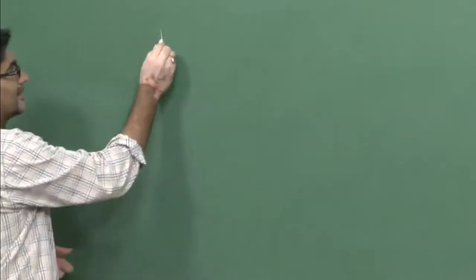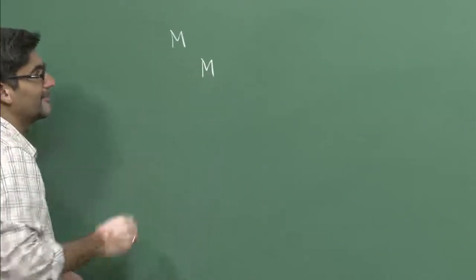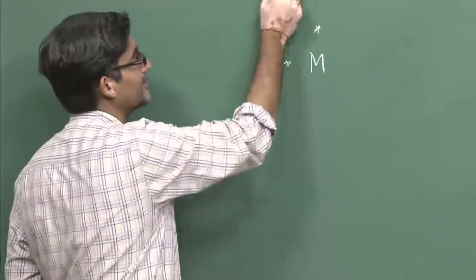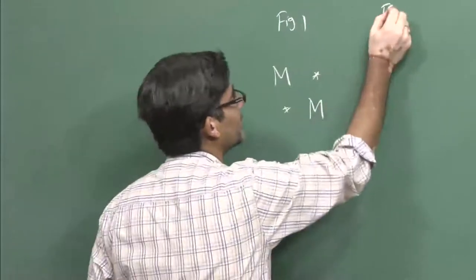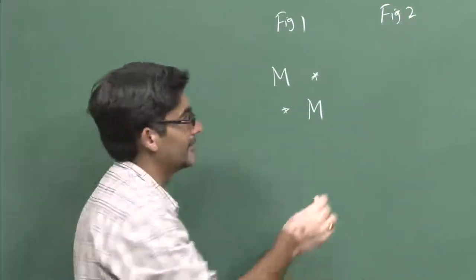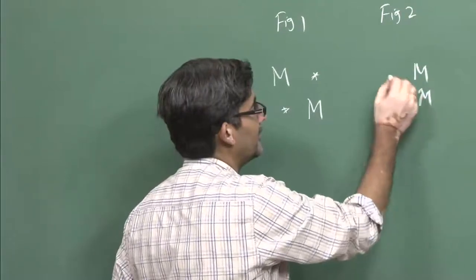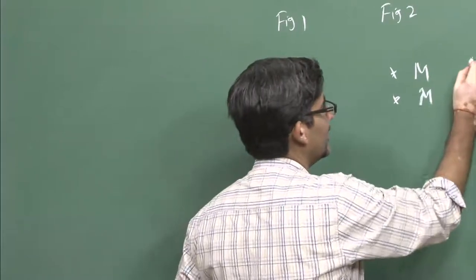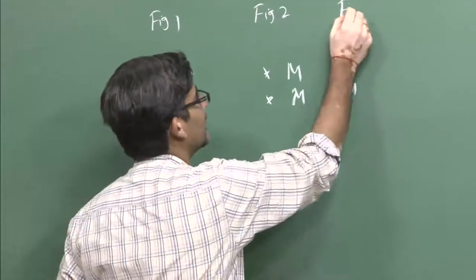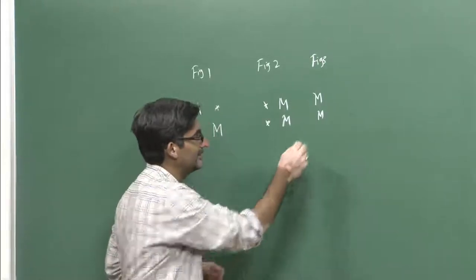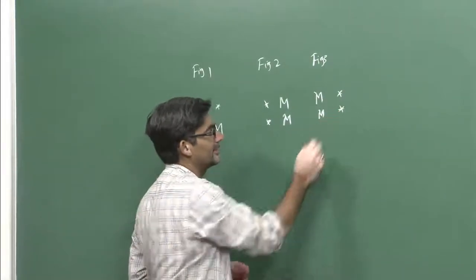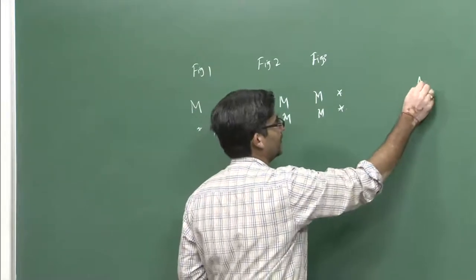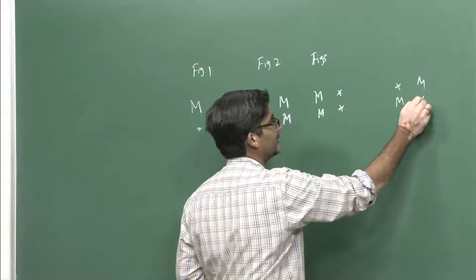In the first figure, the middle term M occupies the position of a subject in one premise and a predicate in the other. In figure number 2, we have M here, which occupies the position of a predicate in both premises. In figure number 3, we have the middle term here, which occupies the position of a subject, and in figure number 4 we have M here.